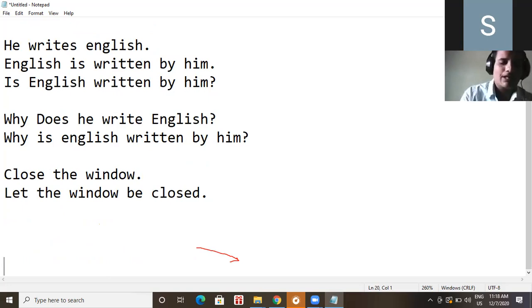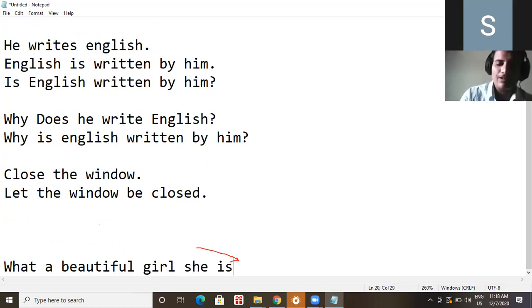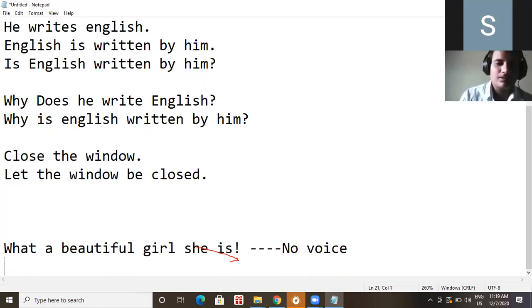What a beautiful girl. See? How do we convert it? Do you know? This has no passive. This has no passive, because there is no subject and no object. Okay. Take another example.